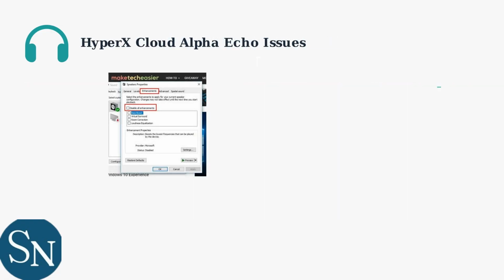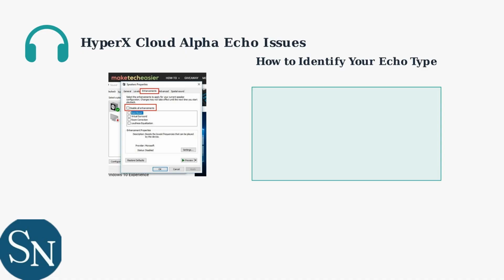To identify which type of echo you're experiencing, you need to test systematically. This Windows Enhancement Settings panel is often where system audio echo originates from. Start by testing your headset in multiple applications like Discord, games, and system sounds. If echo occurs in all applications, it's likely system audio echo. If it only happens in one specific application, you're dealing with application-level echo. If the echo only occurs when you're speaking, it's microphone feedback echo.